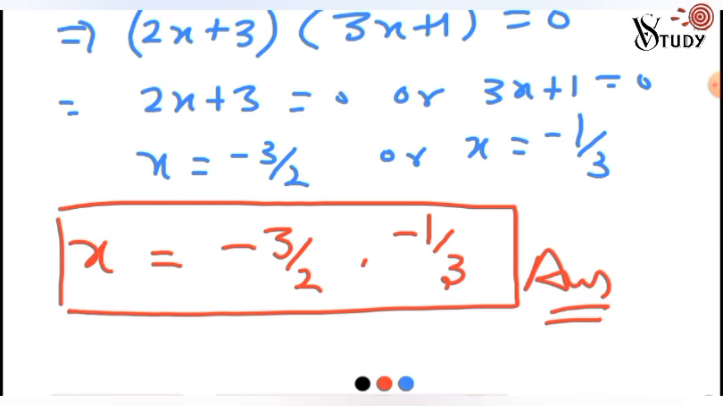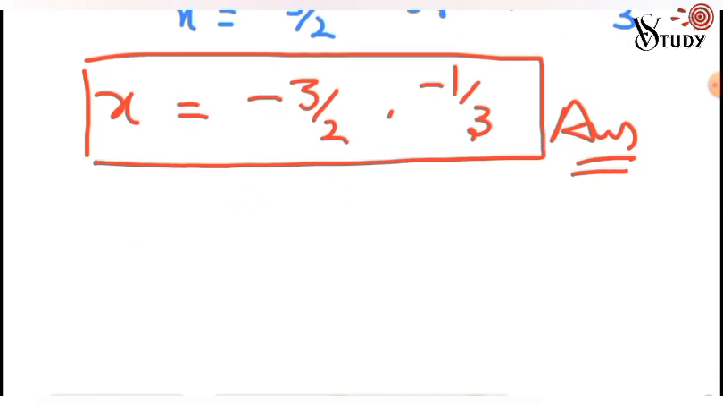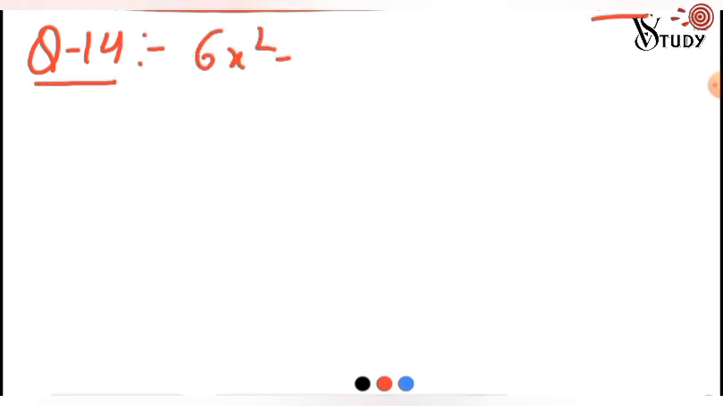Let's move to problem number 14 of quadratic equation from chapter quadratic equation exercise 4A. Question number 14 is 6x square plus x minus 12 will equal to 0.